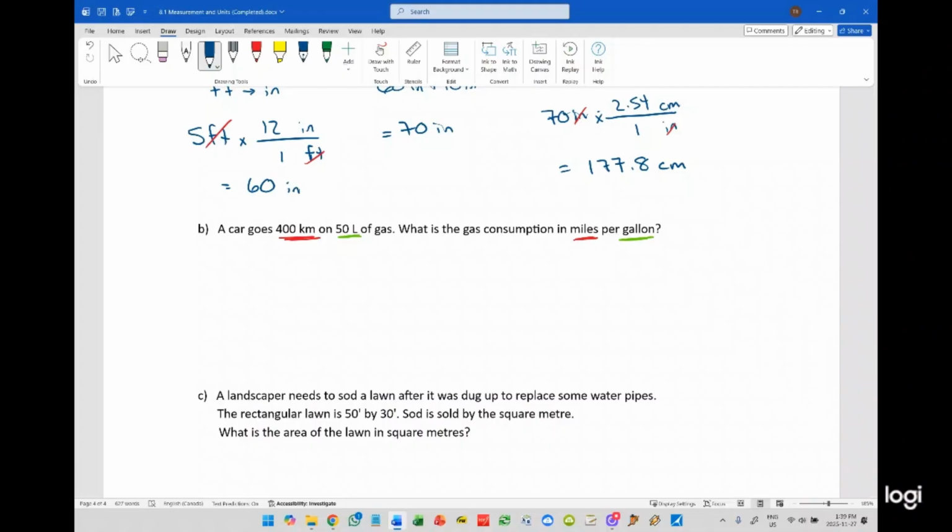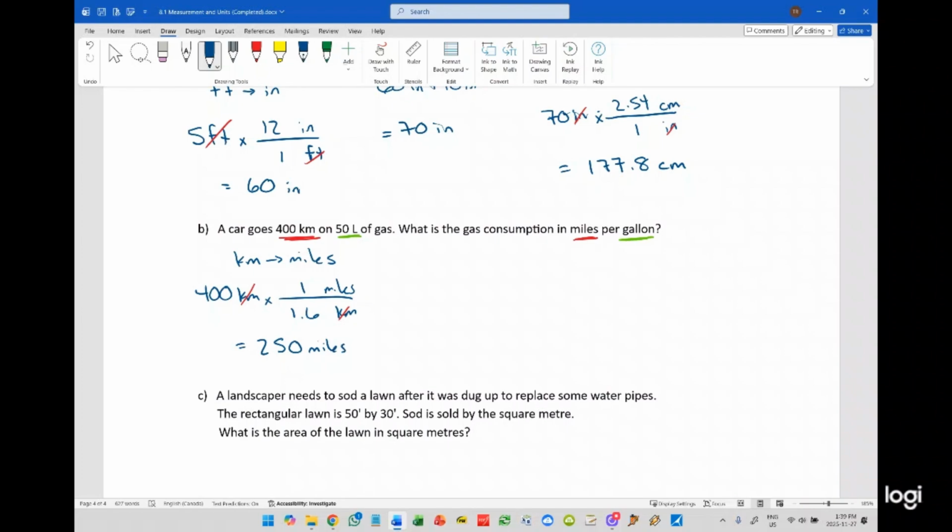So the first one is going to be kilometers to miles, and that one's a relatively straightforward conversion. 400 kilometers times miles on the top, kilometers on the bottom, and our relationship is that 1 mile is 1.6 kilometers. Units cancel, and we're left with 400 divided by 1.6, which would be easier if I can punch into my calculator correctly. Gives us 25 miles. That is definitely not correct. 400 divided by 1.6 equals 250 miles.